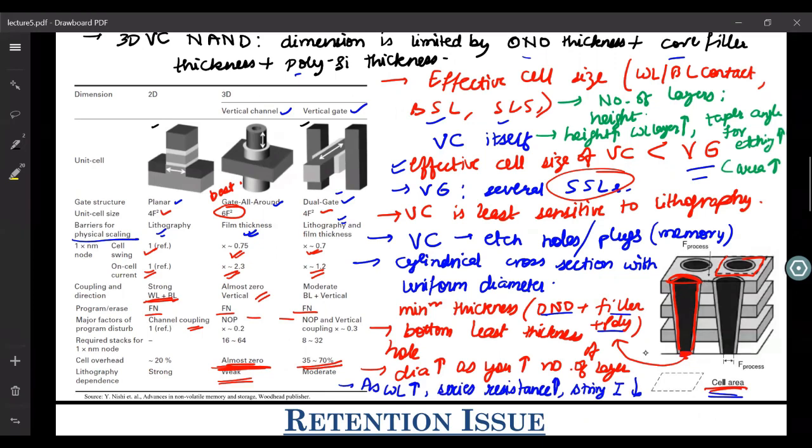On the other hand, if you look at this vertical gate structure, here if you stack even more layers of horizontal channels, then it's not going to affect your string current. So in that way, vertical channel and vertical gate are also somewhat different.